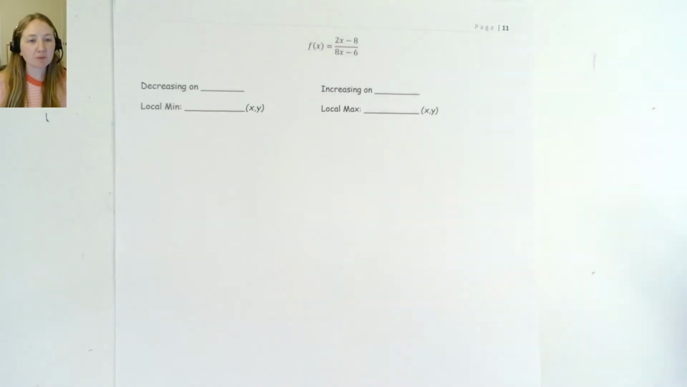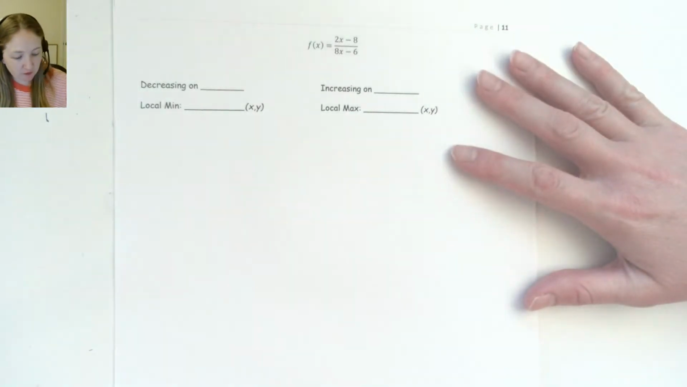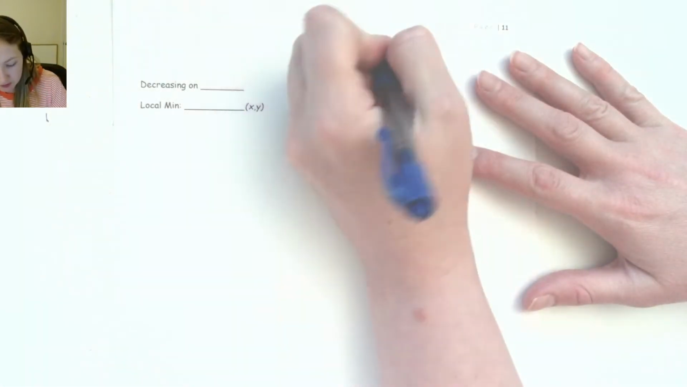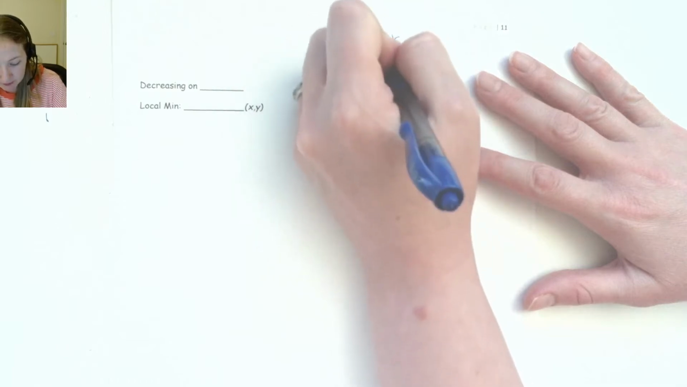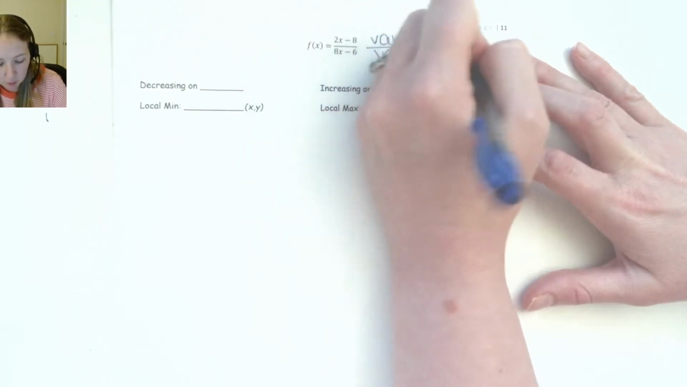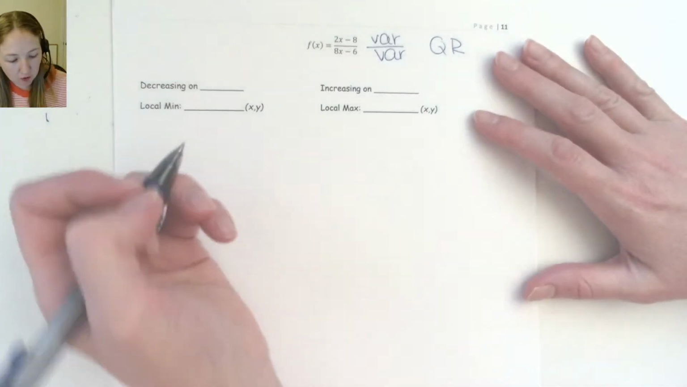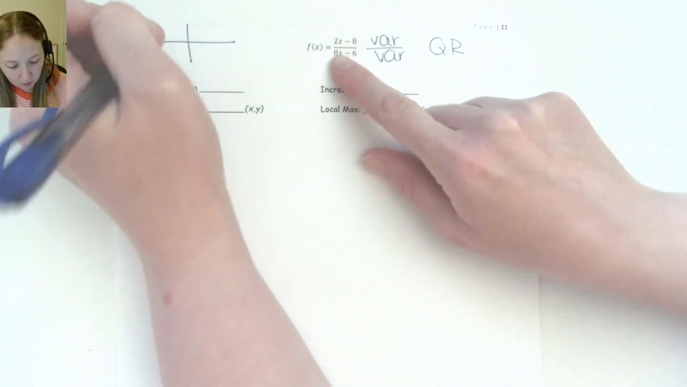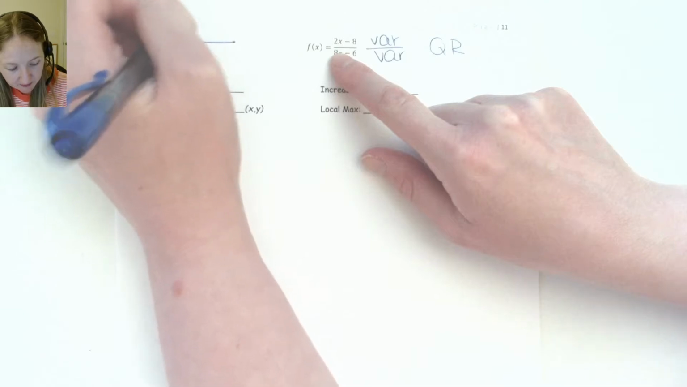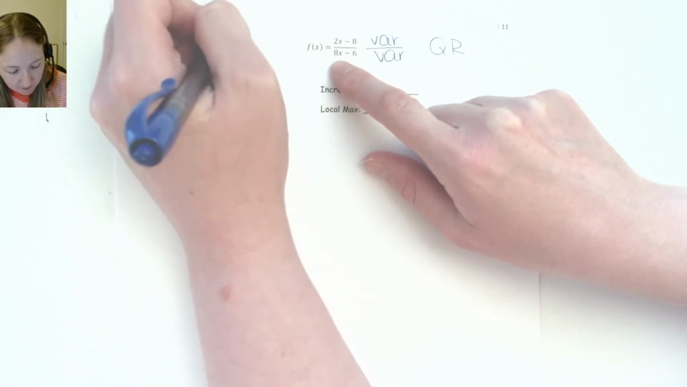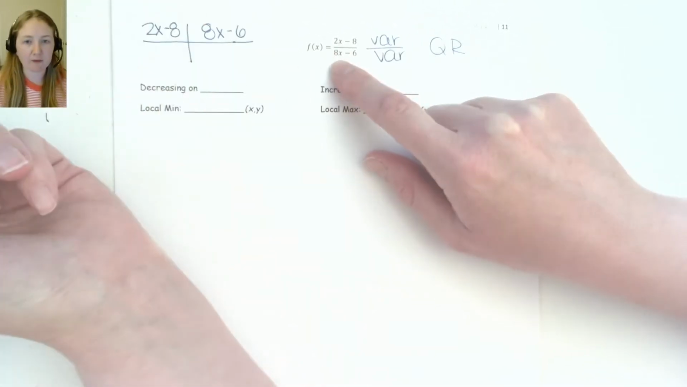Okay, so the next part of curve sketching is then to look at the first derivative and second derivative information. So my first derivative is going to come from noticing that I have a variable divided by a variable. So the only way to find that derivative is with the quotient rule. So setting up my quotient rule, I will have the 2x minus 8 as the top function, and then the 8x minus 6 as the bottom function.